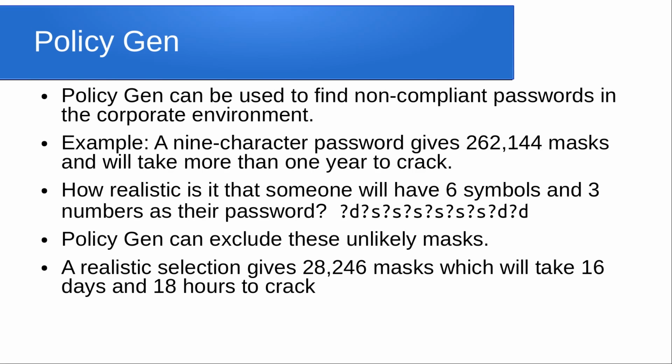Looking at one of the other programs in the pack toolkit, PolicyGen, that can be used to find non-compliant passwords in the corporate environment. For example, a 9-character password gives 262,144 masks and will take more than 1 year to crack. But how realistic is it that someone will have, say, 6 symbols and 3 numbers as their password, and it being that combination there with a digit at the beginning, followed by 6 symbols and two digits at the end? Well, if that's your password, well done, that's probably not going to be very guessable. And PolicyGen can exclude these unlikely masks. So for example, a realistic selection could give you 28,246 masks, which will take 16 days and 18 hours to crack. That is considerably shorter than 1 year.